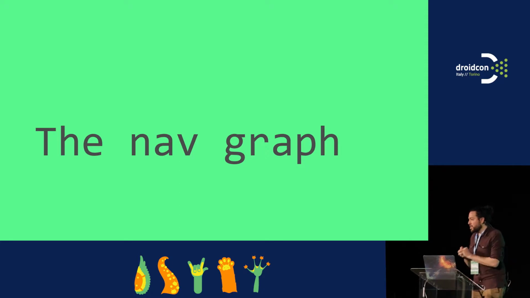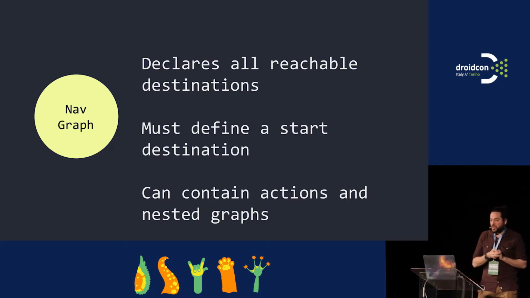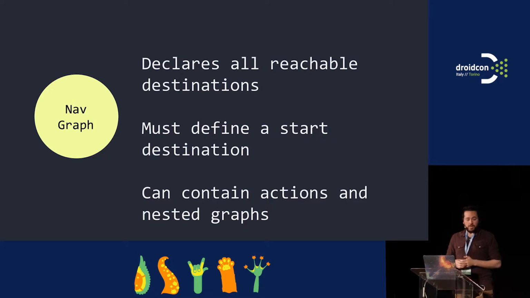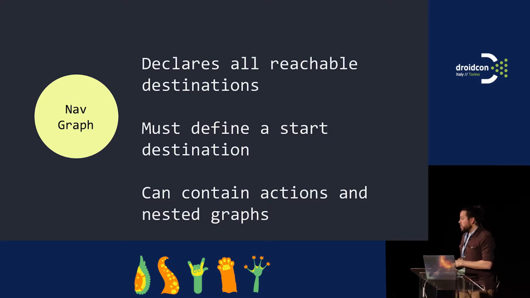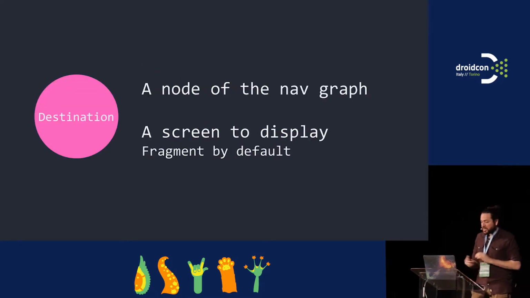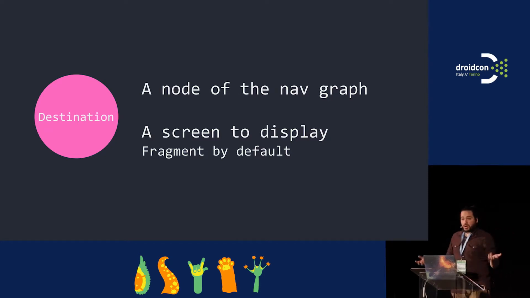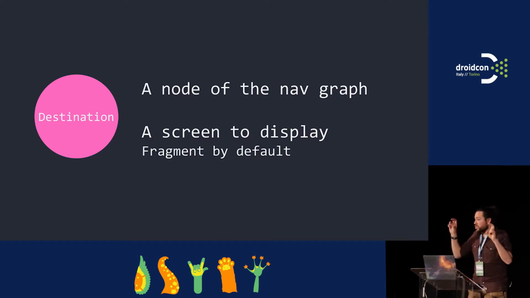OK, let's dive in a little bit on the nav graph now. The nav graph, as I told you, will declare all the reachable destinations, right? And there is this constraint that you have to define one and only one start destination of your graph. It will also contain actions. You've seen that, right? A destination is one node of this graph, one screen to display, and by default, it's a fragment, because on Nav Component, the default destination is a fragment.